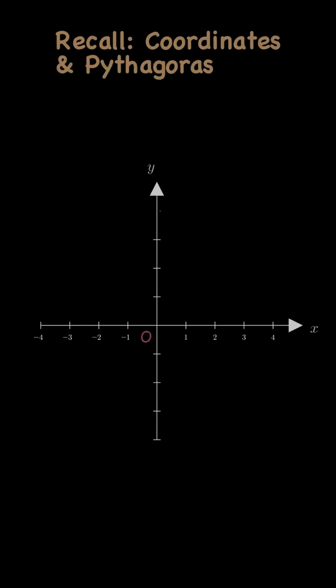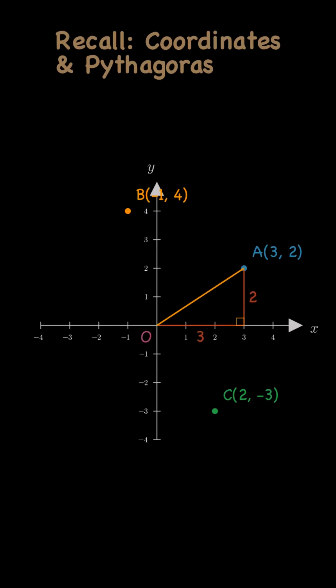Quick review. Here is a Cartesian plane with origin O. The horizontal axis is x, the vertical axis is y. Every point has coordinates (x, y). Let us plot a few points. A at (3, 2). B at (-1, 4). C at (2, -3). Now recall Pythagoras' theorem.